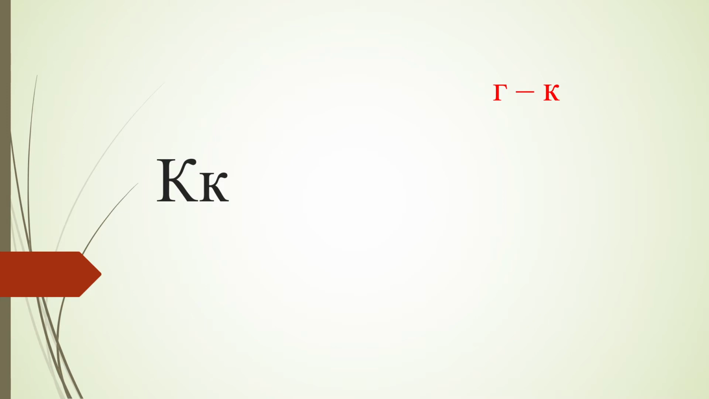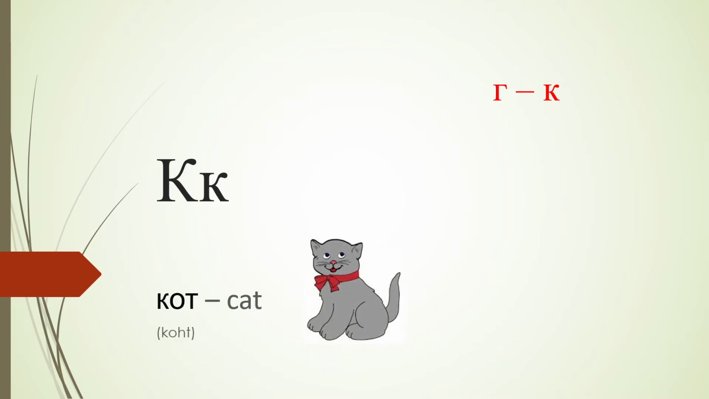Okay, now the softer version of G is K, or the K sound. K. Very simple, just like the English K. And an example word is kot, which means cat. Kot.